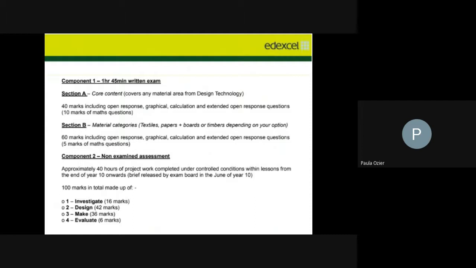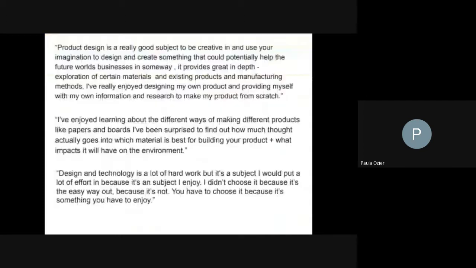The non-examined assessment, so our coursework, is a big design and make project. So it's approximately 40 hours of project work, and it's completed under controlled conditions within the lessons. The topics for the coursework are released by the exam board in June of year 10. So we don't start it until then. And then we work on it from roughly July of year 10 through to April of year 11. There's 100 marks, and you get 16 marks for investigating, 42 for designing, 36 for making, and 6 for evaluating.